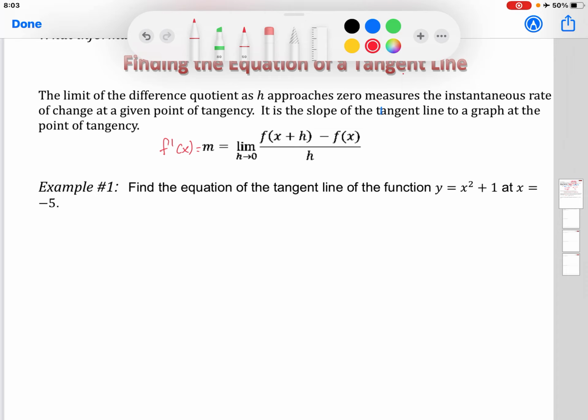So I just know that this is my equation of a line. I need my slope. So how do I find my slope? I am going to use my difference quotient to find the slope. So let's write this down.